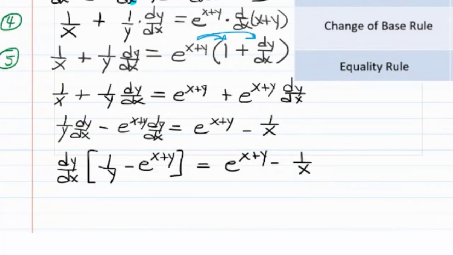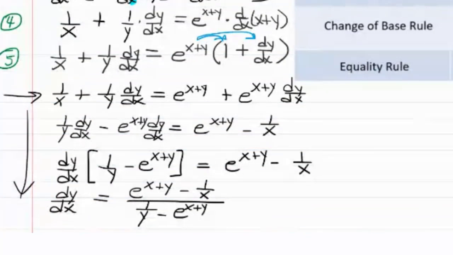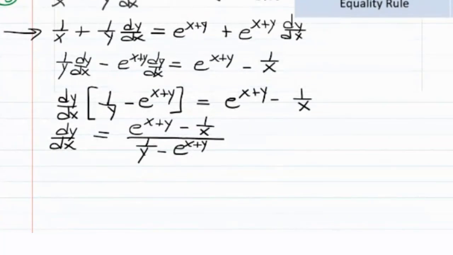And now we divide. So we're going to have dy/dx equals (e^(x+y) minus 1/x) over (1/y minus e^(x+y)). Okay, it's essentially the same steps in all the problems at this point, starting here: getting the dy/dx to one side, factoring it out, and dividing. So it's going to look complicated, but if you really clear away all the mess, the procedure is the same.